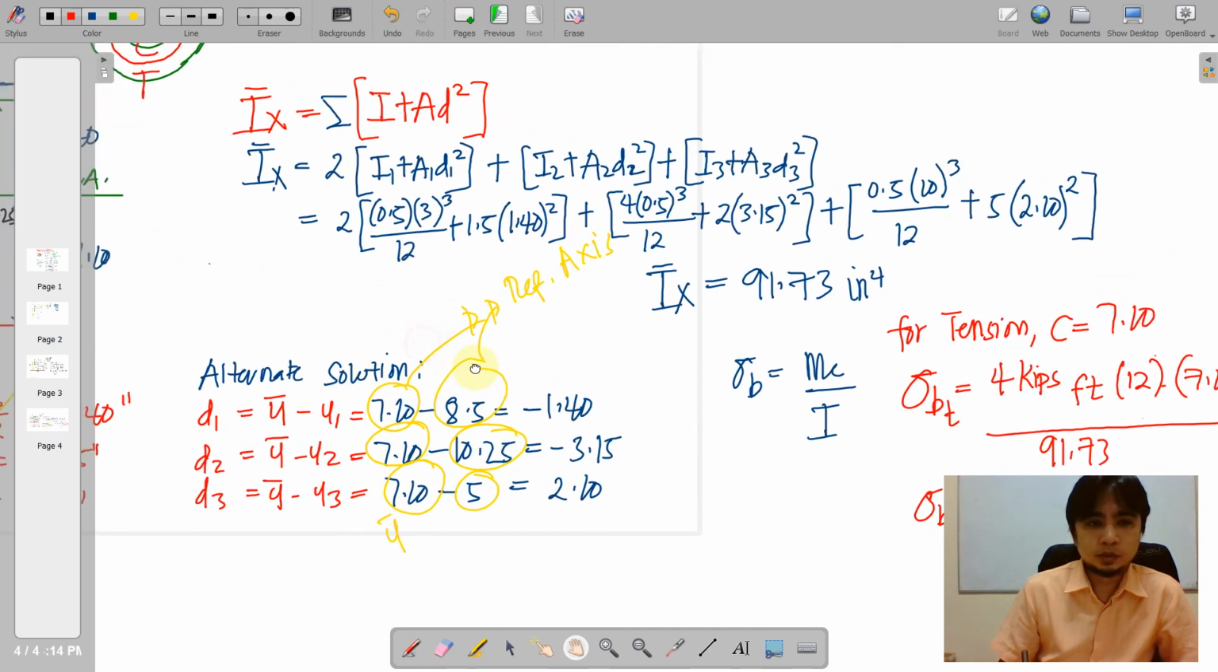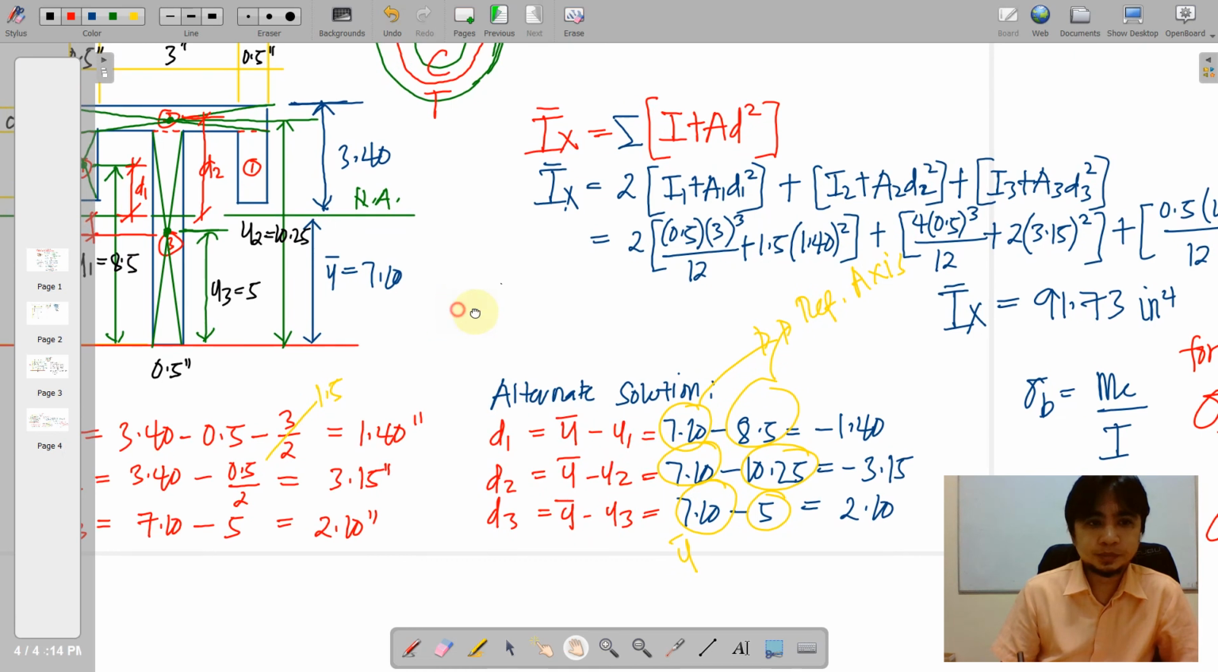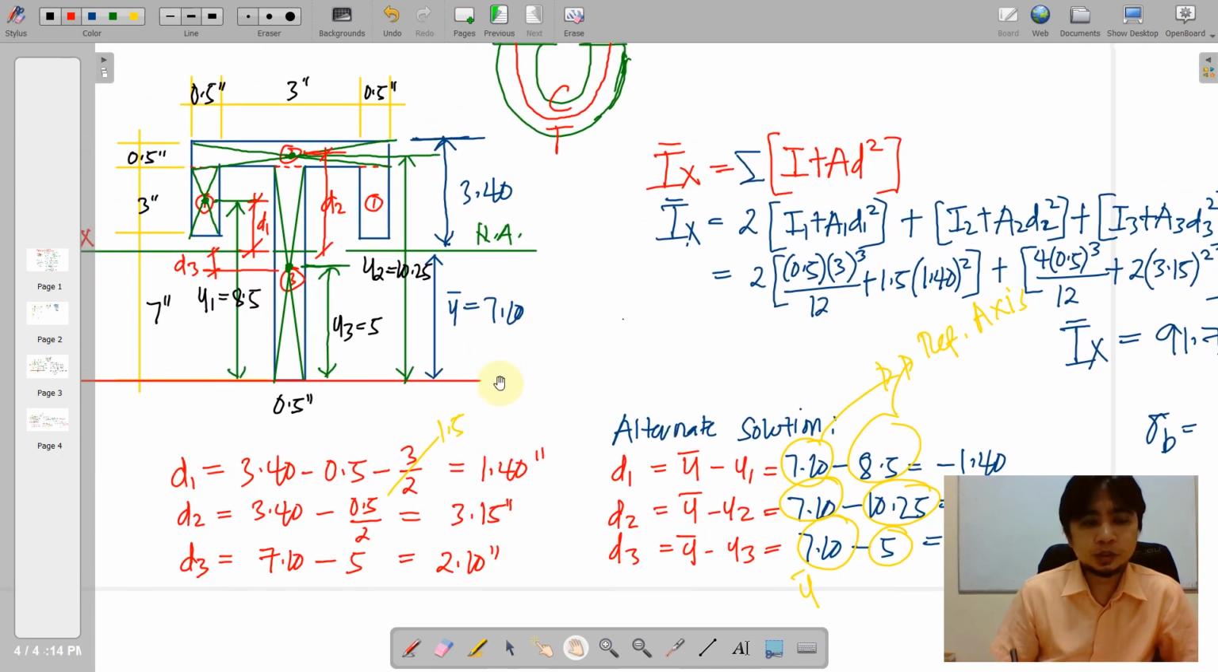If we notice, the solution is more on the determination of I and the transfer distances, as well as the centroid of the cross section.